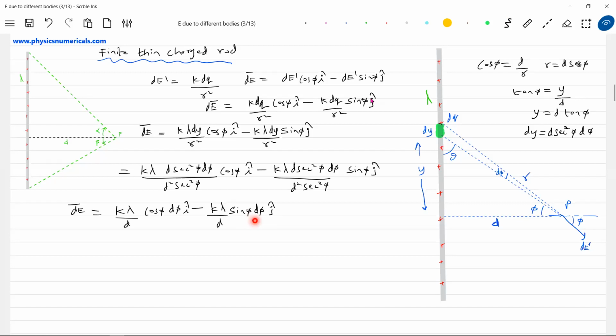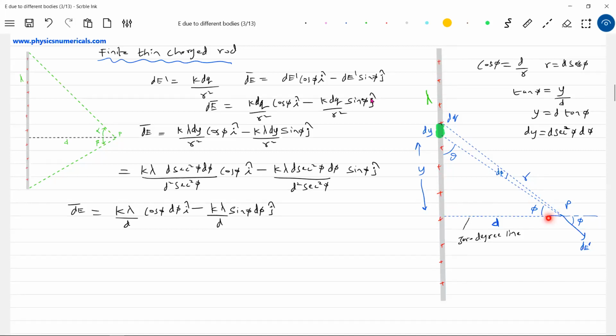Now I have to go for the limit. What should be the limit? See, there's an angle. If I measure the angle in this sense, I want the field strength due to the upper segment of the rod. Then this angle d phi will vary from 0 to plus alpha. This angle will be the 0 degree line. If I vary the angle from 0 to plus alpha, I'll get the field strength at point P due to the upper segment of the rod.